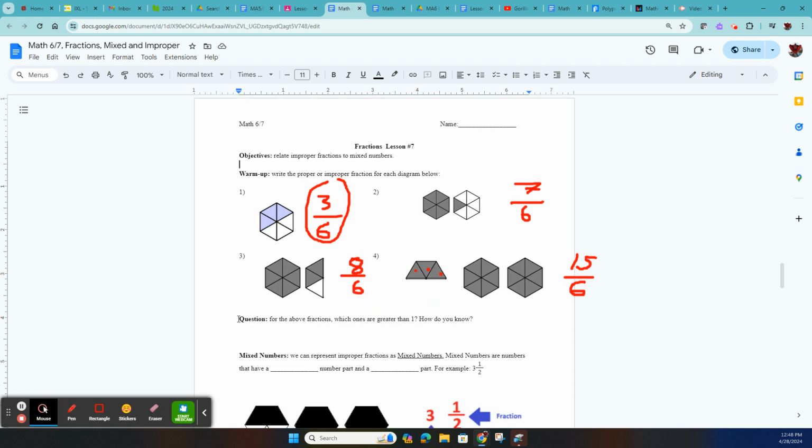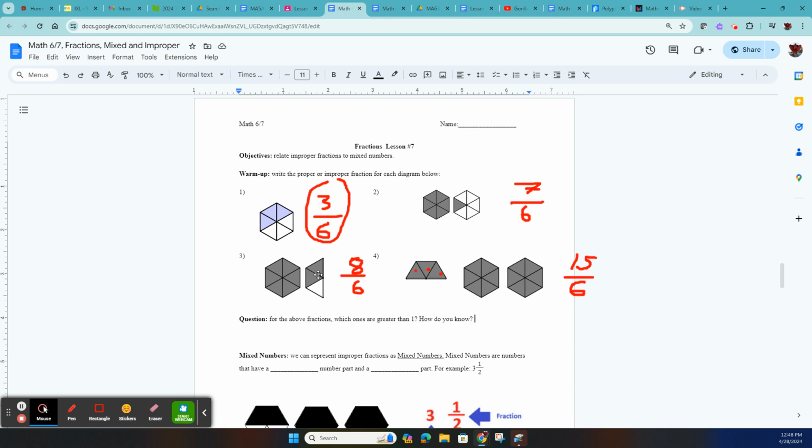Question here, it says for the fractions above, which ones are greater than 1? How do you know? Well, I just said this one and this one are improper. So therefore, they are greater than 1. How do I know? 2 reasons. Number 1, numerator is greater than a denominator. And secondly, and more importantly, we can actually see it with these visuals, right?